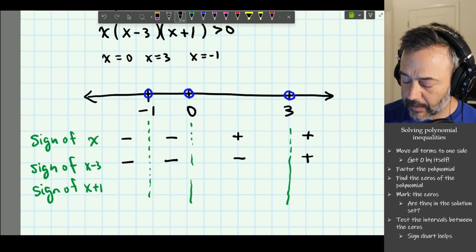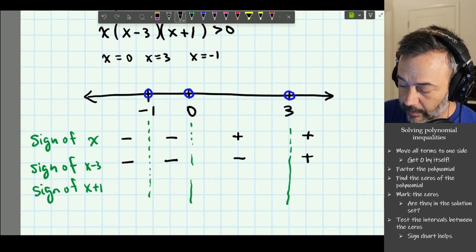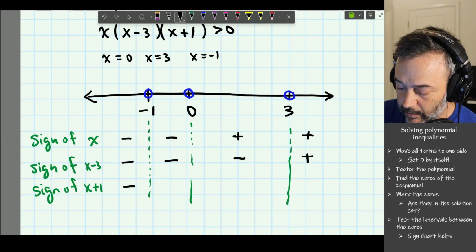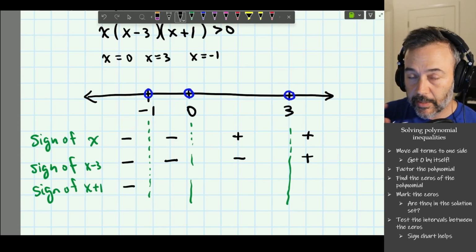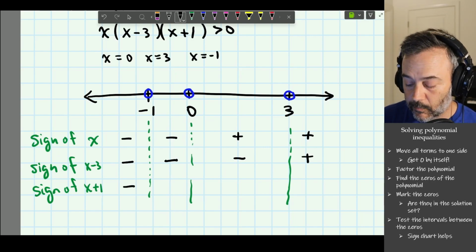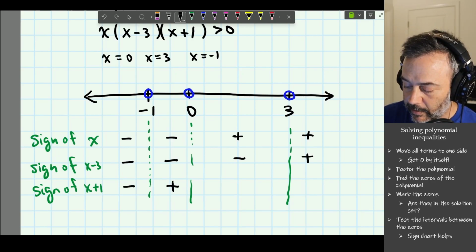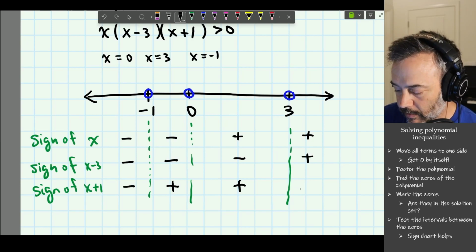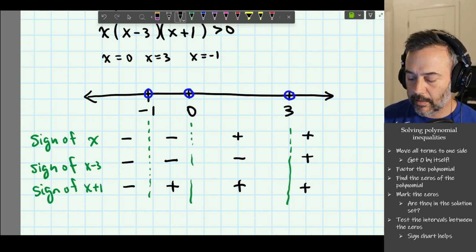Okay, what about the sign of x plus 1? Well, if I plug in a number less than -1, this is negative. If I plug in a number between -1 and 0, and I add 1, it'll be positive. And if I plug a positive number in there, plus 1 is positive.